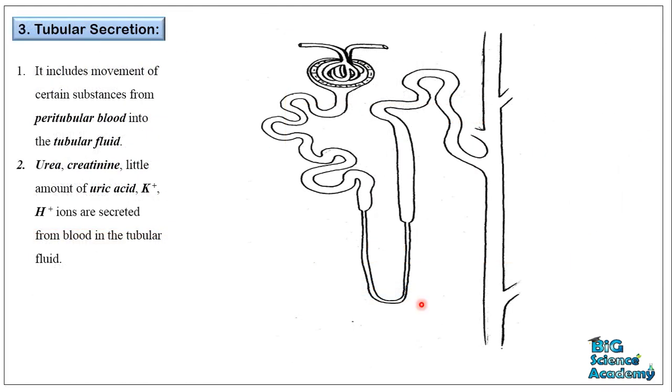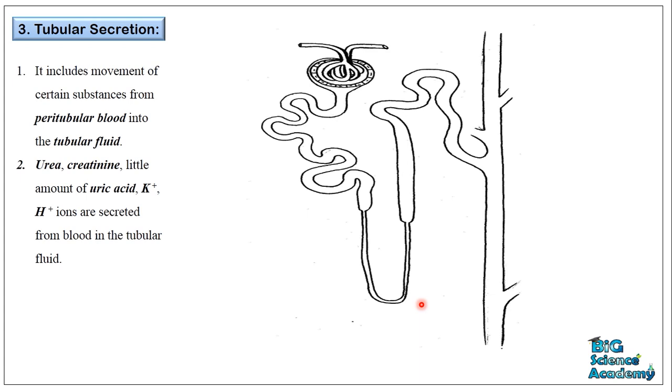The next one is tubular secretion. It includes the movement of certain substances from peritubular blood into the tubular fluid. Urea, creatinine, a very small amount of uric acid, and also potassium ions and hydrogen ions are secreted from the blood into the tubular fluid in the distal convoluted tubules and collecting tubules.